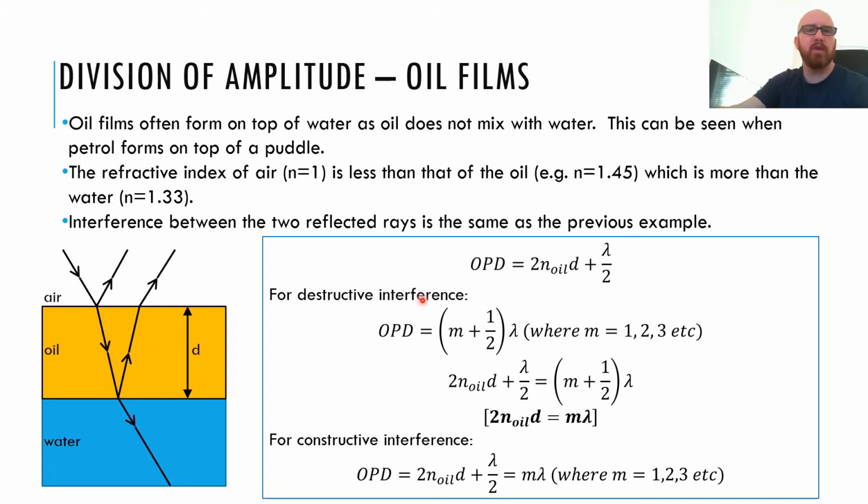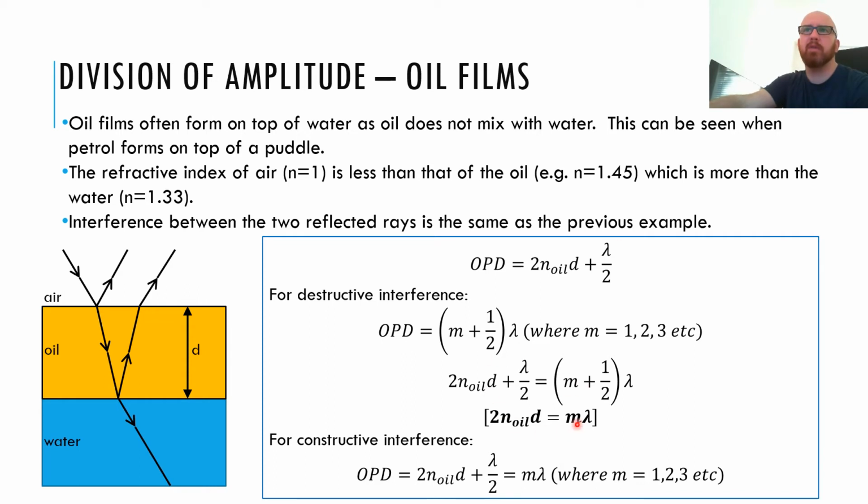Now for destructive interference we know that path difference equals (m plus a half) lambda, m being the order of minima for destructive interference. This is in the textbook, if you want to check it, and I'll give you the pages in the assignment. So the optical path difference is (m plus a half) lambda, where m is 1, 2, 3, etc., the order of minima. Take this formula, plug it in: 2n for the oil times d plus lambda over 2 equals (m plus a half) lambda. Rearrange, and you get 2n for the oil times d equals m lambda.